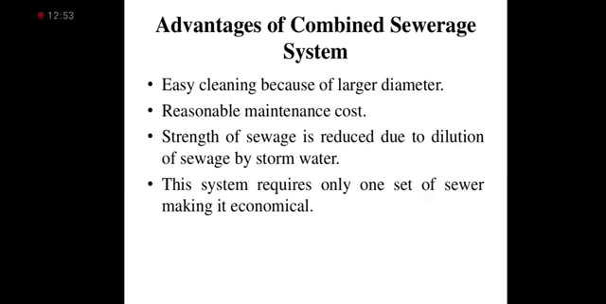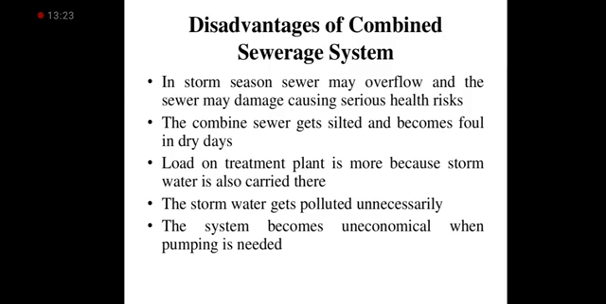Strength of sewage is reduced due to dilution of sewage by storm water. When the sewage is going to the treatment plant, it is mainly in a semi-solid nature, but when the storm water dilutes the sewage, it will become a little more watery, so the disposal of sewage will be easily done. This system requires only one set of sewer, making it economical. In the same way, we need only one set of sewer pipe.